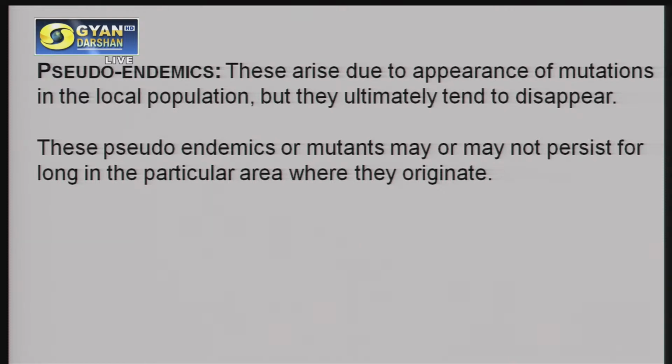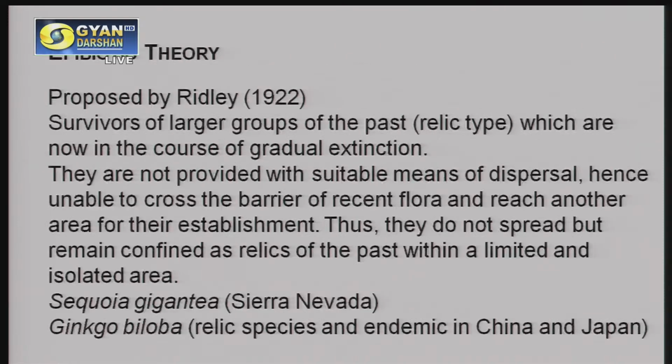Pseudoendemic. Pseudo means false. These arise due to appearance of mutations in the local population, but they ultimately tend to disappear. So pseudoendemics are not, in the true sense, endemics. They originate due to certain drastic genetic alteration, which you call mutations.